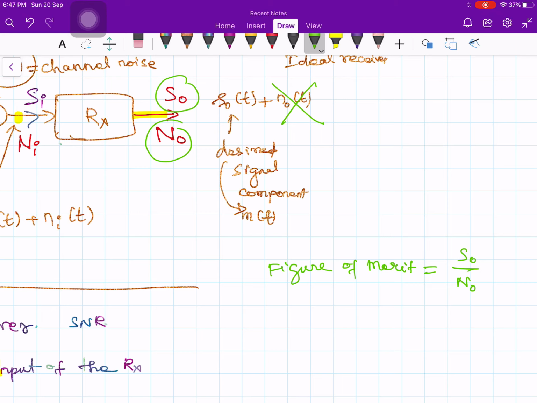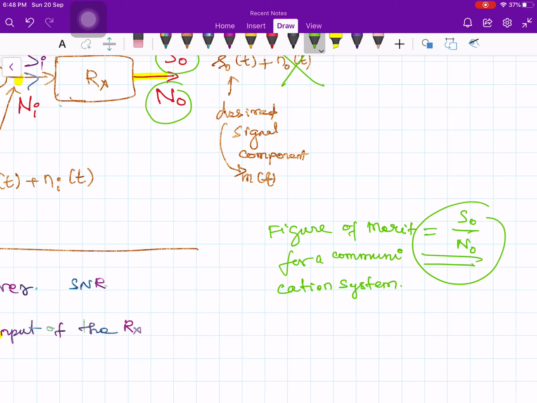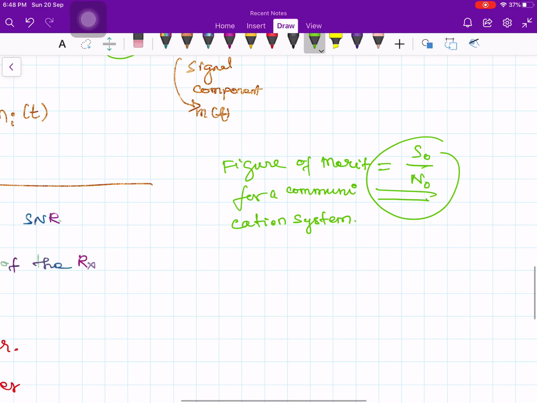Okay, so this is what we are interested in. It's very important. Now this is called a figure of merit for a communication system. So just to give you a feel for what kind of signal to noise power ratios are useful, or typically the required values in various applications, I am going to give some typical values.